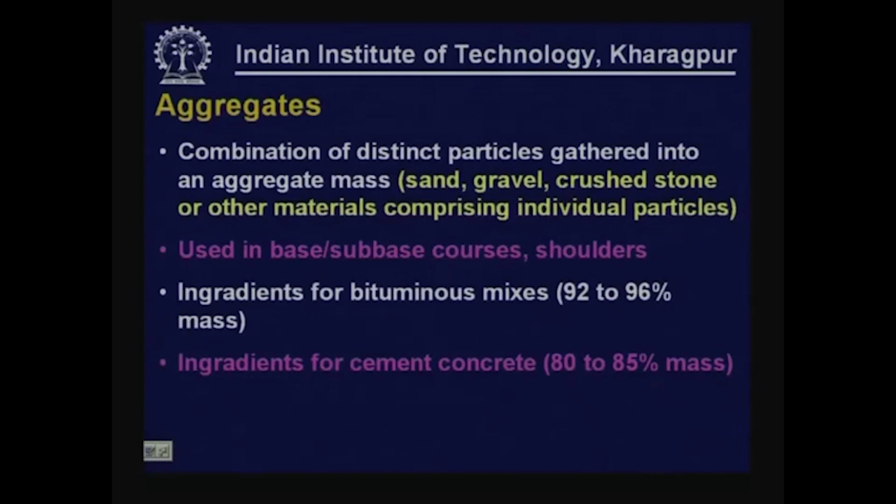Typically, aggregates form about 90 to 96% of the ingredients in bituminous mixes, which we use in bituminous layers, and they form about 80 to 85% of the mass of cement concrete. So, we can understand the importance of aggregates because they constitute the major portion of either bituminous mixes or cement concrete.